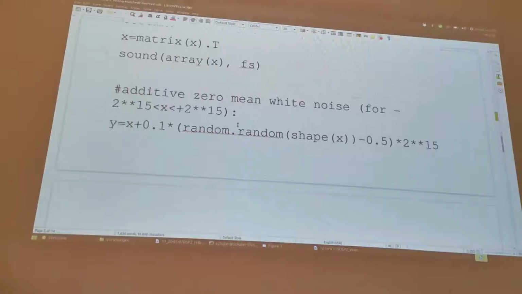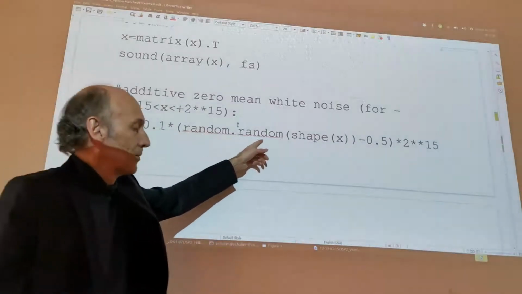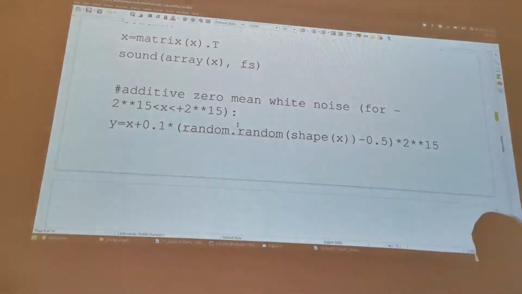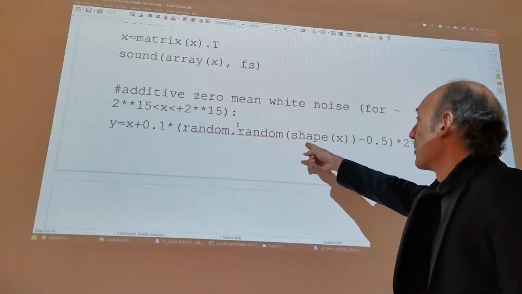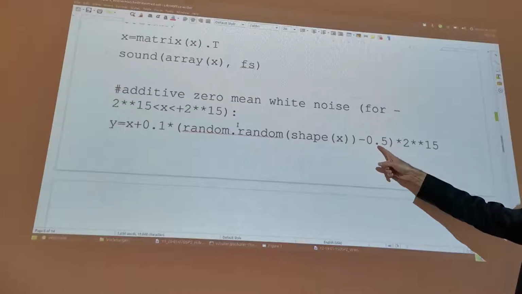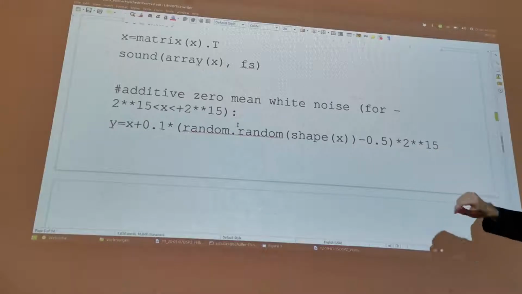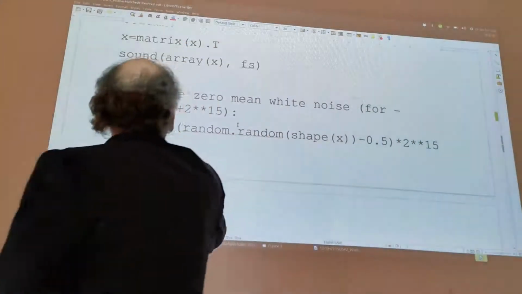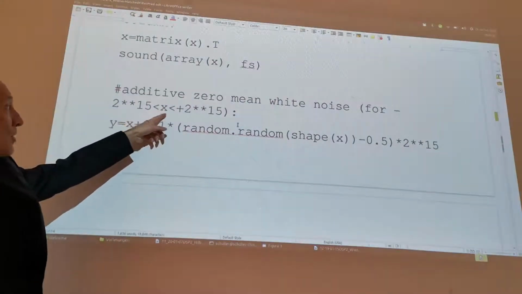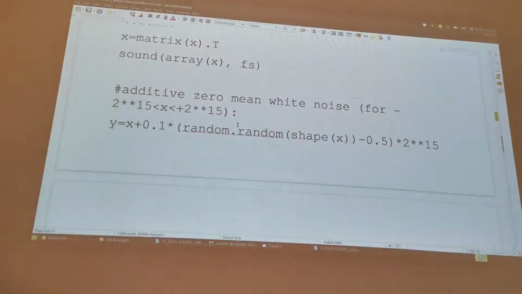Then I add white noise to make a distorted signal out of it. So here I have x plus 0.1 times some random numbers of the same shape as x. So here you can see I'm generating random numbers of the shape of x. Random generates random numbers between 0 and 1, but I want to have it centered around 0, so I subtract 0.5 here. And then I scale the entire thing by 2 to the 15th. So x is already in this range, and for the noise, I scale the noise here to be in the same range. So now I have added noise.